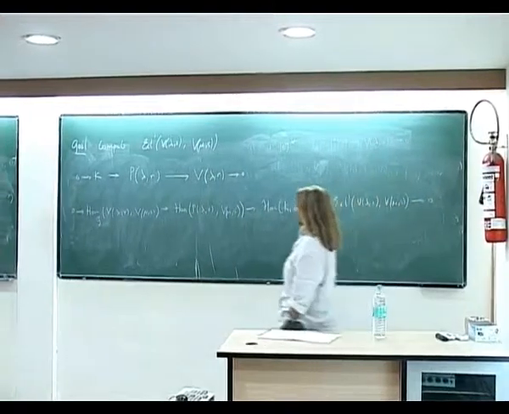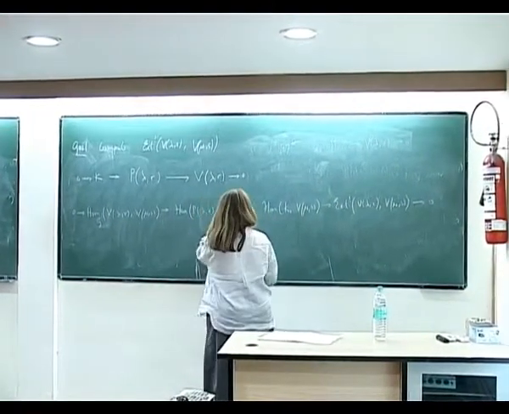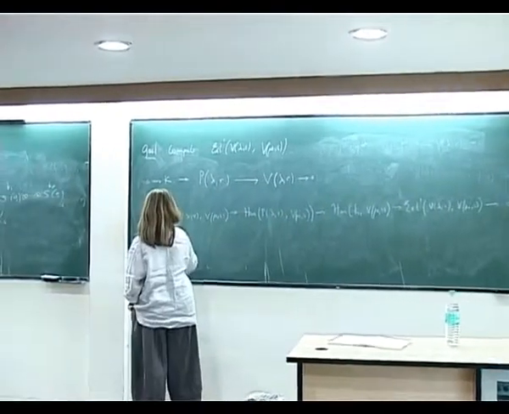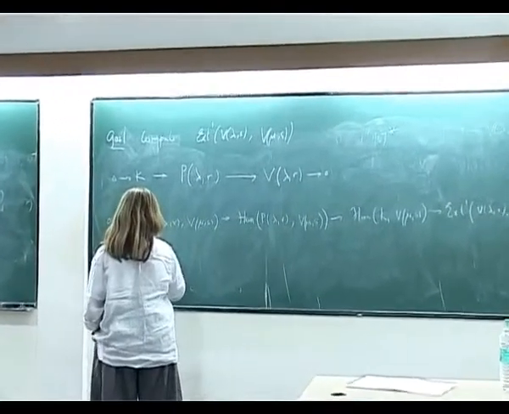Okay, so now let's look at this. Let's consider two cases. Let's assume first that mu s is different from lambda r.